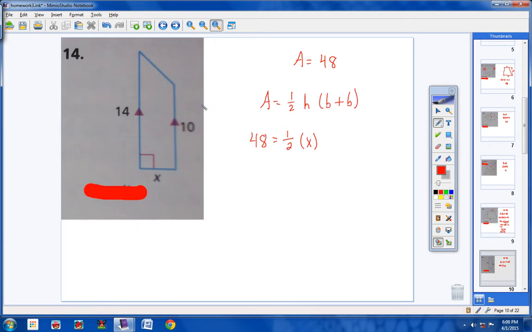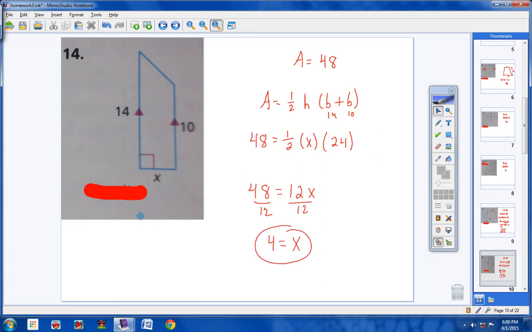And then for my two bases, I have 14 and 10. So I'm going to go ahead and put 24. Now we have all these multiplying together. When you're multiplying, it doesn't matter what order you go in. 1 half times x times 24 is the same thing as 1 half times 24 times x. 1 half times 24 is 12, and 12 times x is 12x. Now divide both sides by 12, and you will get 4 for x. 4 equals x. Alright, not too difficult as long as you're using the formulas.